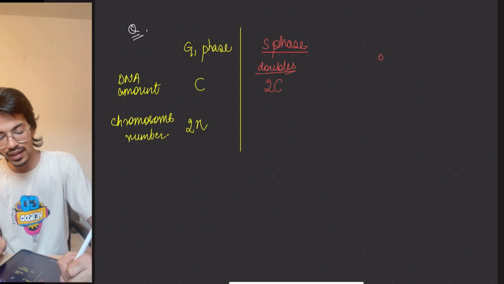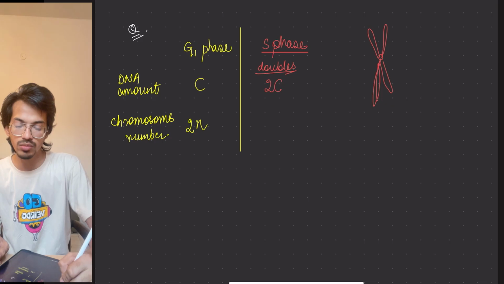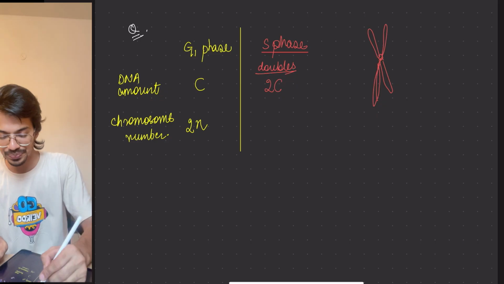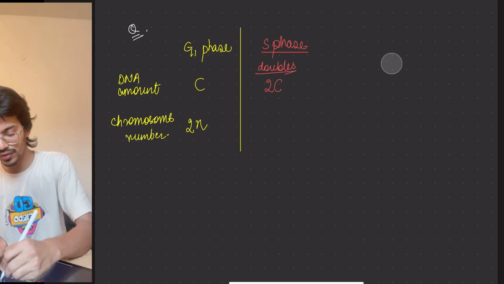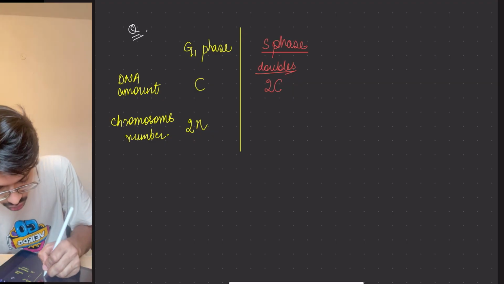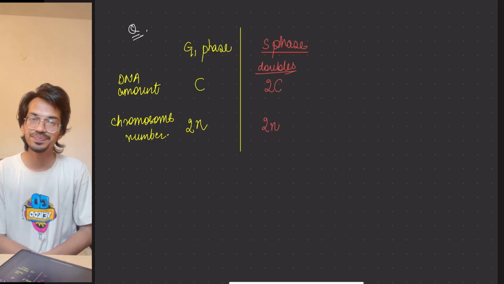Remember, I made in the diagram that the chromosome will be like this. Chromosome number is counted with centromeres, but the centromere is still one. So the chromosome number will be still the same, 2N.